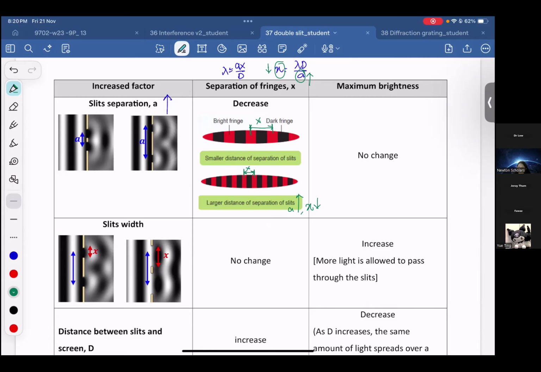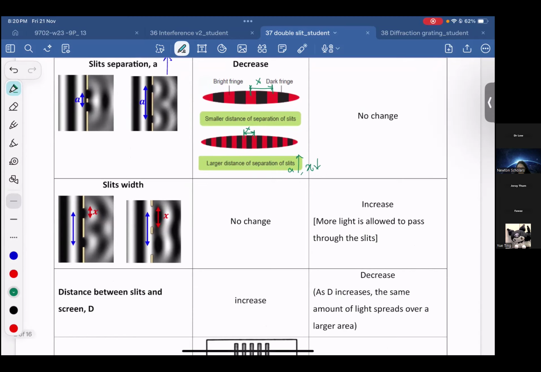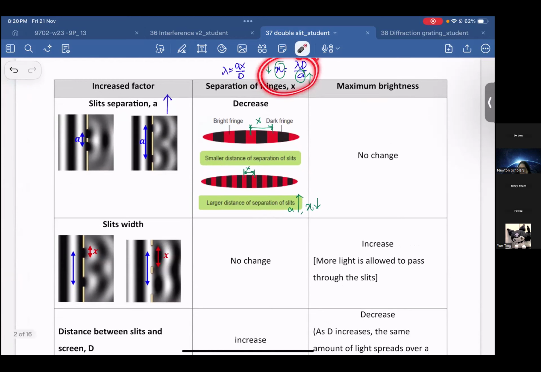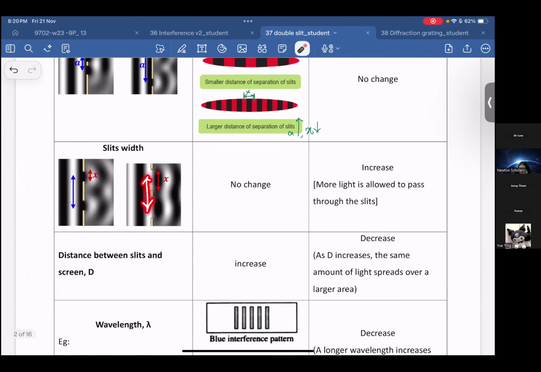Okay. Then we look at this. Just now the second one from the simulation was showing you. But it doesn't appear in the formula here because it doesn't change the X. So look at here, their A is actually still the same. They didn't change the A, but they make the width of the gap here become bigger. When it is bigger, it doesn't affect our distance between the bright to bright fringe, but it affects the brightness. The brightness increases because more light can pass through the bigger gap.